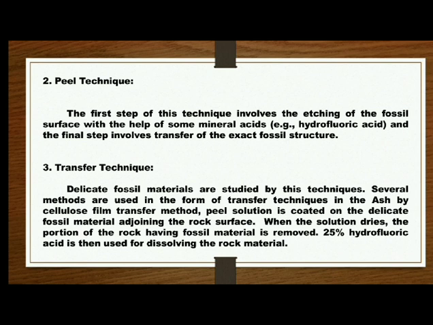Several methods are used in the transfer technique. In the Ash cellulose film transfer method, peel solution is coated on the delicate fossil material adjoining the rock surface. When the solution dries, the portion of the rock having the fossil material is removed. 20% hydrofluoric acid is then used for dissolving the rock material.